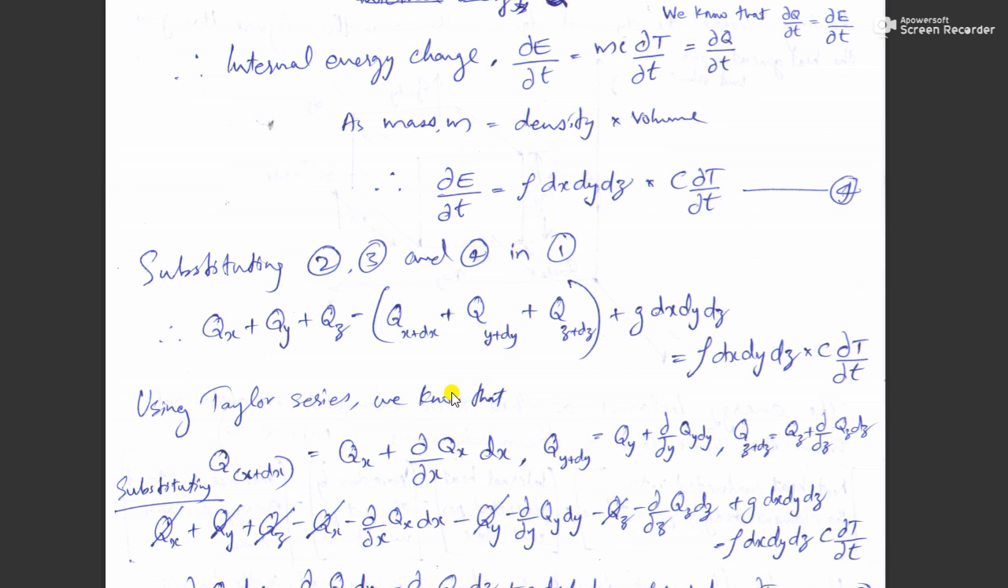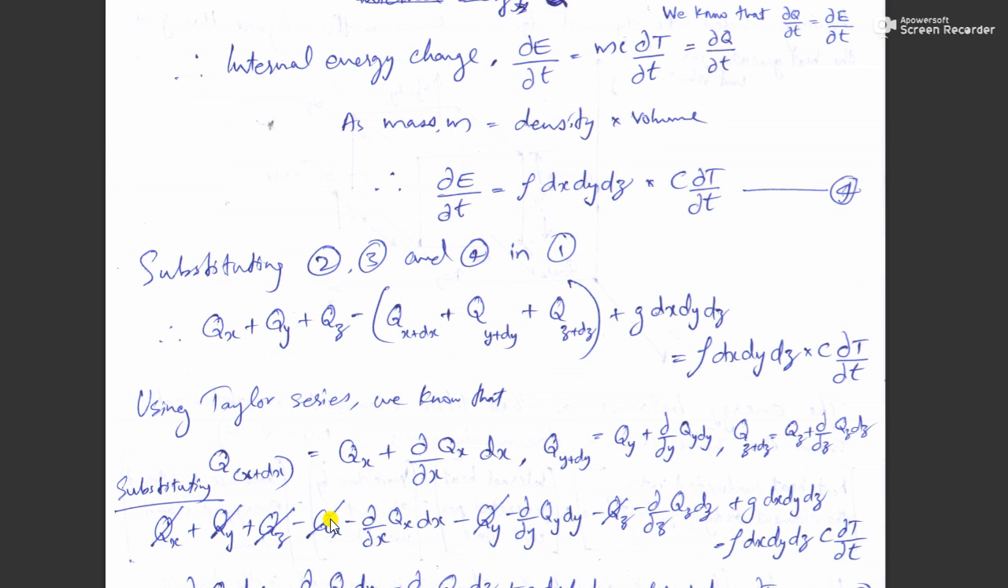Using the Taylor series, we know that Qx plus dx is equal to Qx plus dou by dou x of Qx dx. Qy plus dy is equal to Qy plus dou by dou y of Qy dy. Qz plus dz is equal to Qz plus dou by dou z of Qz dz. Now these are all Taylor series expansions. We are substituting all these Taylor series expansions into this equation in place of Qx plus dx, Qy plus dy and Qz plus dz.